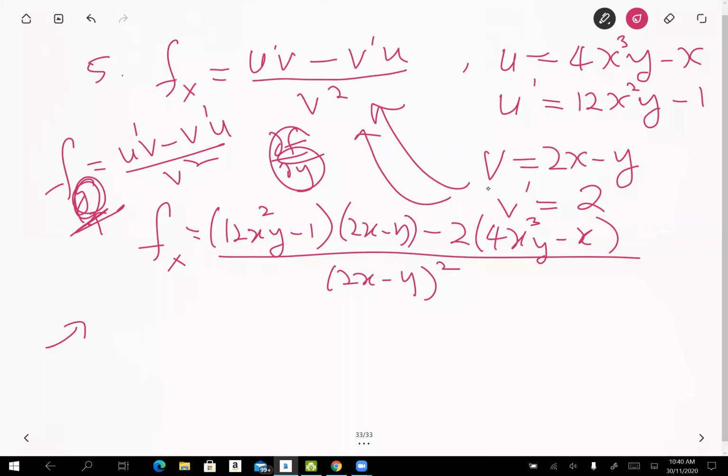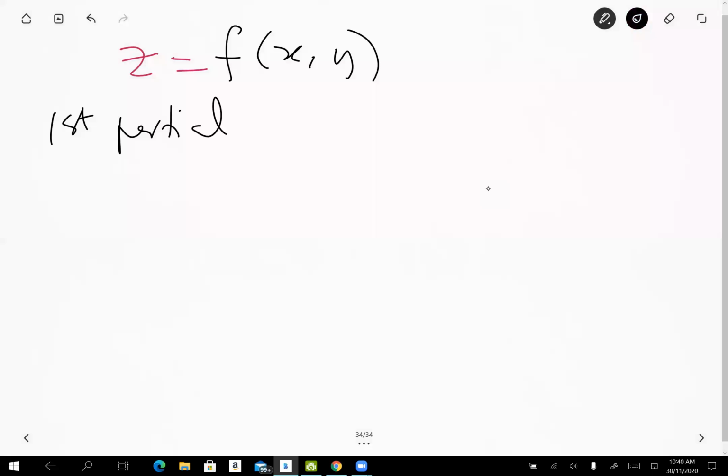So here, the second partial derivative. It's just the derivative of the first derivative, just like the second derivative. I have a function z as a function of x and y. You have the first partials. The first partials are what? Fx, Fy: derivative with respect to x, derivative with respect to y.